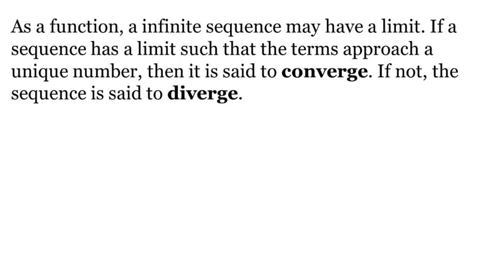As a function, an infinite sequence may have a limit. If a sequence has a limit such that the terms approach a unique number, it is said to converge. If not, the sequence is said to diverge. So before, we talked about limits earlier in the year, and when it gets closer and closer to an actual number, then it converges. If it is getting closer and closer to infinity, then it diverges.